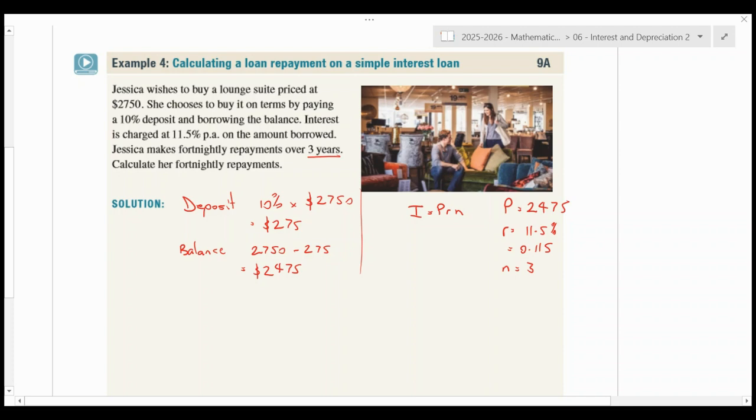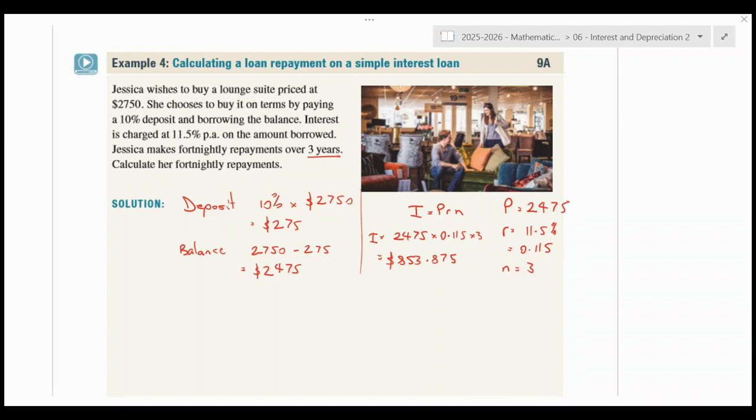So there you go. So we'll go I equals 2475 times 0.115 times 3, which will give us $853.875. Okay, so that's the amount of interest that she's paying.